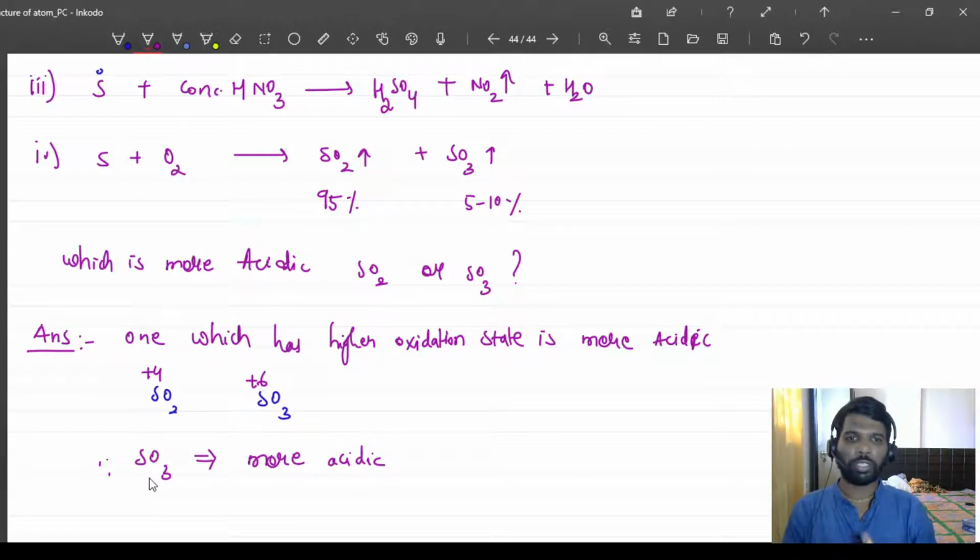Now, on the basis of oxidation state, why do we conclude that the higher the oxidation state, the more acidic? See, if you compare the Lewis acid concept, Lewis acid is the concept where acids are something which accepts an electron pair. So if the positive charge is more, this sulfur will be more in need of negative charge, more in need of electrons. Comparatively, this will be less in need because the positive charge is less. So the higher the oxidation state, the more acidic. So more acidic is sulfur trioxide.